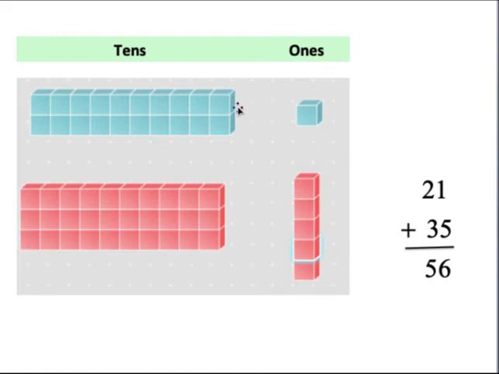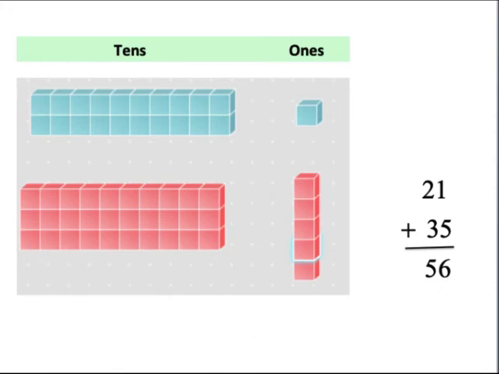So let's look at our first addition problem. Here I have it displayed on the 100 numbers frame. We are going to be adding the number 21, which is represented by 2 rods, 10, 20, and 1 unit. And we're adding to the number 21 the number 35, which has 3 tens and 5 ones.